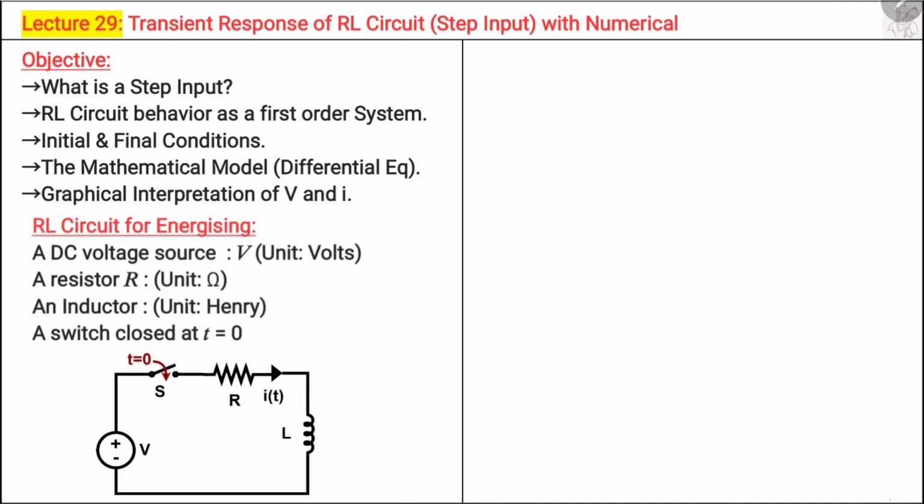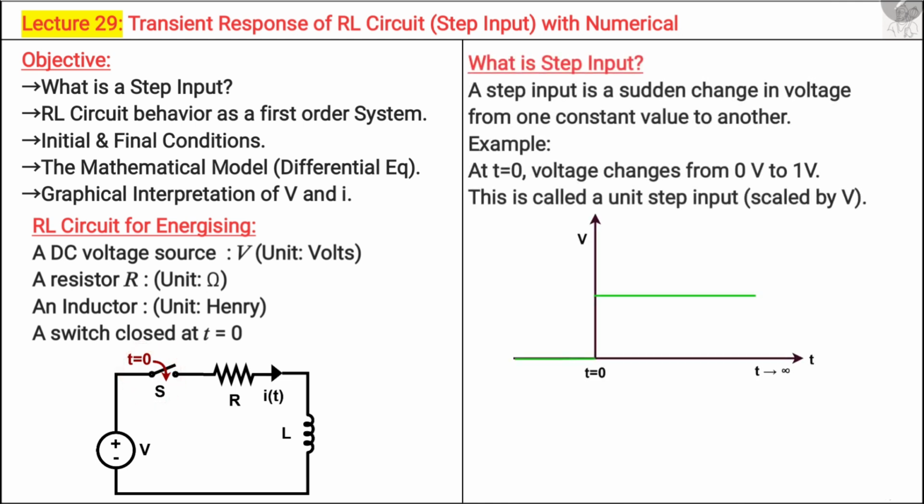So the circuit required for energizing consists of a DC voltage source, a resistor, an inductor having inductance in Henry, and a switch which is closed at t equal to 0. So what is step input? It is simply a sudden change in voltage at a particular time. For example, in this case, the voltage goes from 0 to 1 volt at time t equal to 0. Therefore, it is a step input and specifically a unit step input.